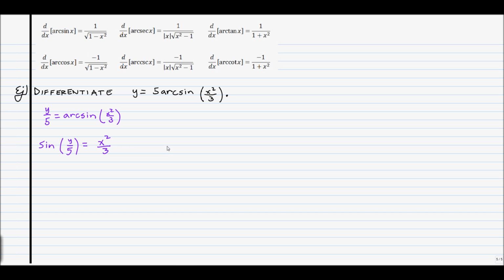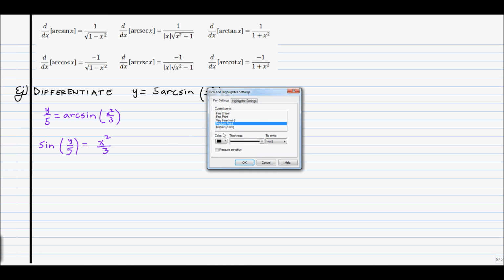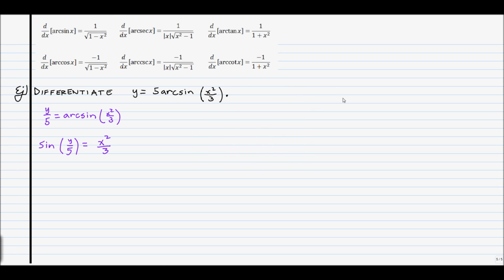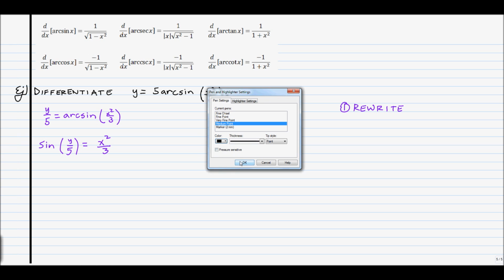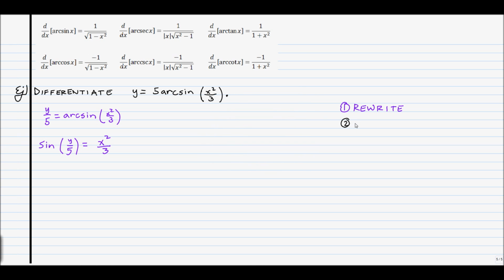So now what I'm going to do is write this out in steps. My first step in finding this derivative is that I rewrote it into a form I could work with a little bit nicer. So rewrite your way out of the inverse trig. Now it says sine of something equals an expression. So that was step 1. Step 2 is to differentiate implicitly, because it's a lot easier to do that.